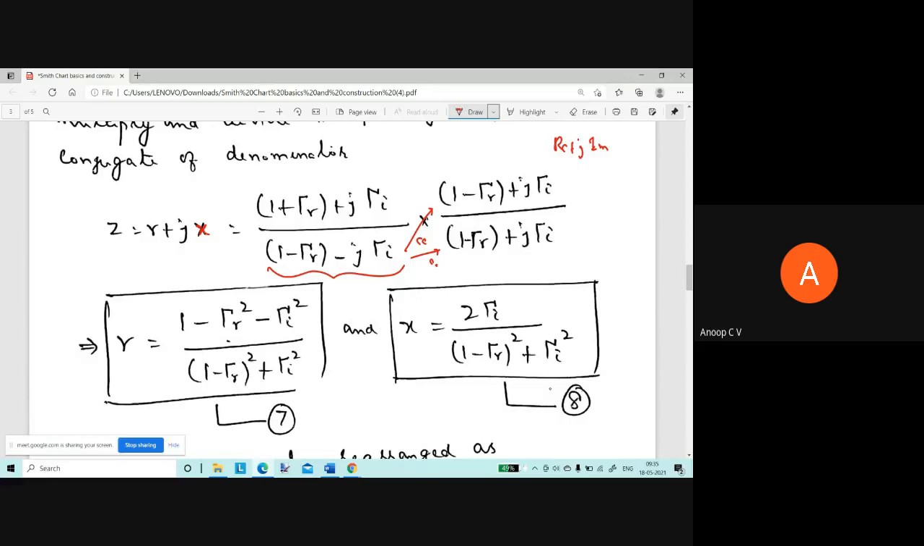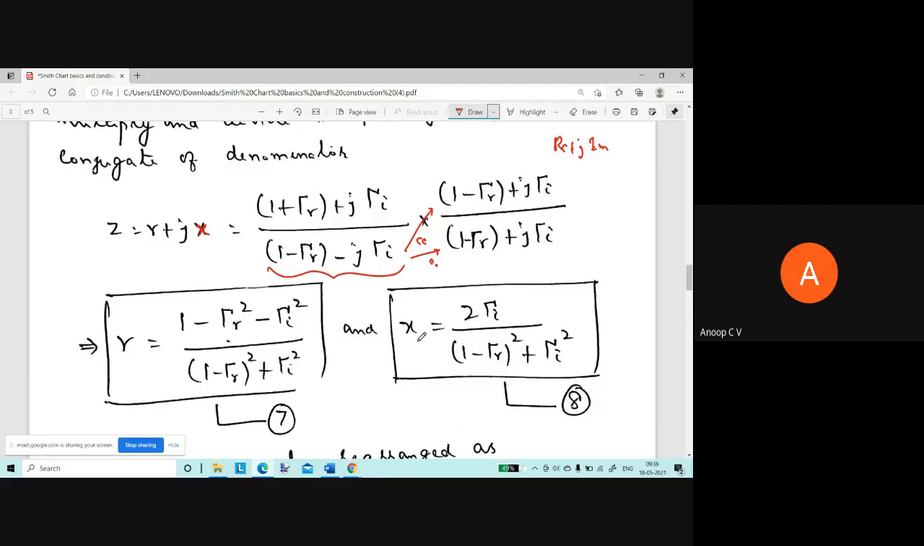The real part R is equal to 1 minus gamma R square minus gamma I square, whole divided by 1 minus gamma R square plus gamma I square, and the imaginary part will be 2 gamma I divided by 1 minus gamma R square plus gamma I square. So this is actually R and X in terms of, say, gamma R and gamma I, right?